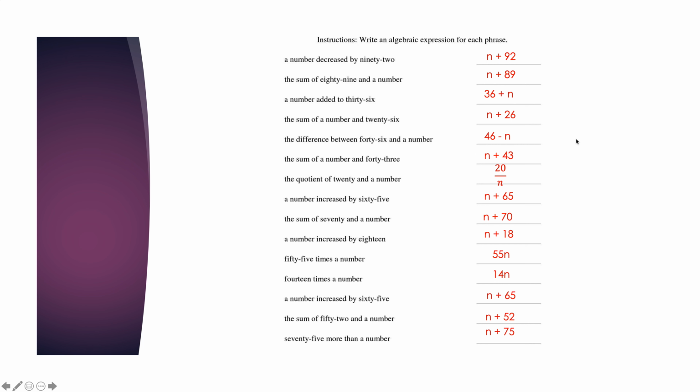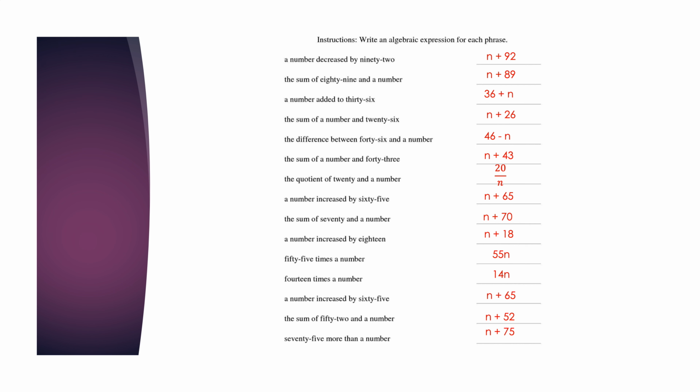The next, the sum of 89 and a number. Sum means to add, so that's n plus 89. 89 plus n is equal, but we are trying to get in this habit of putting the variable first. In the next chapter, that becomes an important skill. A number added to 36. In this case, they're being very specific about the number being added to 36. So I would begin with the 36 and then do plus n. But n plus 36 is equally correct as we went over in the more than video with addition. They both work out to 11.